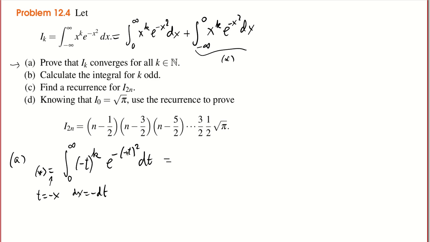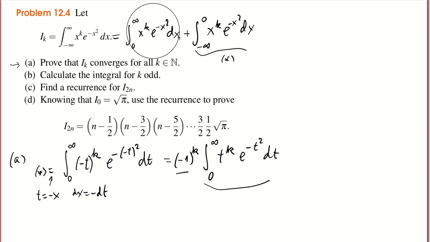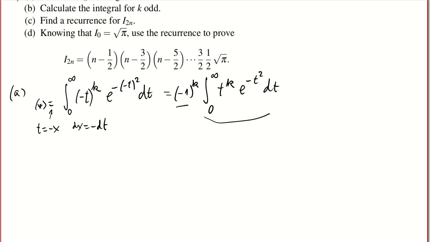All right, well, minus t squared is just t squared, and this one is just this constant, minus 1 to the k, times the integral from 0 to infinity, t to the k e to the minus t squared dt. So you see, essentially, up to a constant, this integral here is just this integral here. So all we have to do is to deal with this first integral, and then we have the answer to a problem. So let's focus now on the fact that this integral converges.